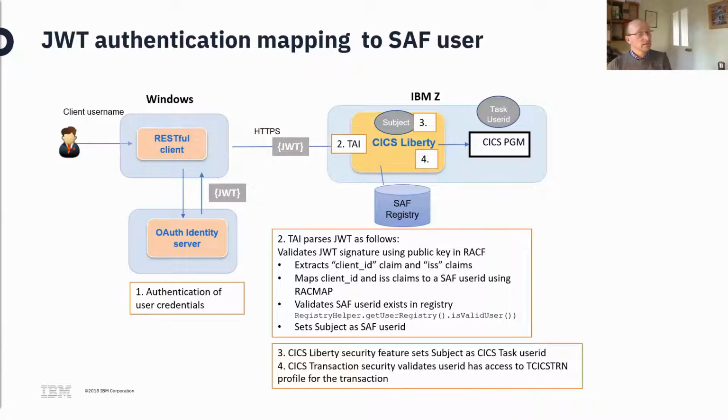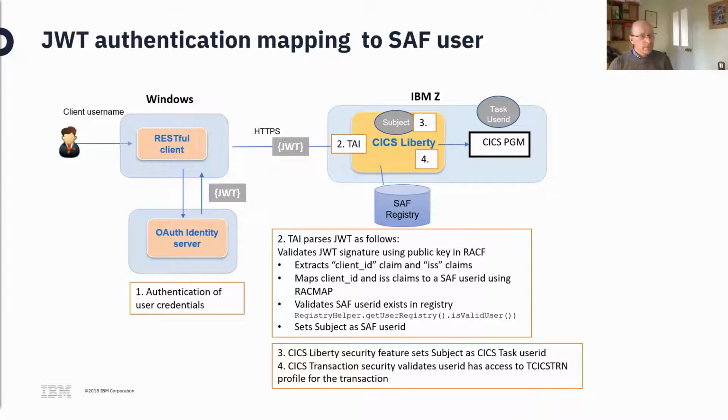In this instance, I think the customer extracts the client ID and the issuer claims, and then performs some custom mapping of the client ID and the issuer claims to a SAF user ID. It does that by building a hash map, and then Liberty can map that dynamically using a rack map to a user ID. So that's a fairly sophisticated bit of function.